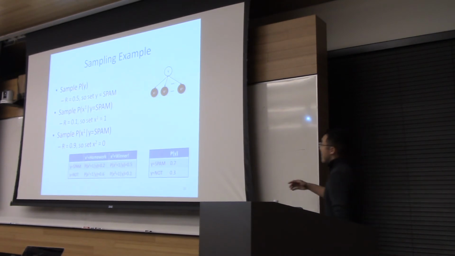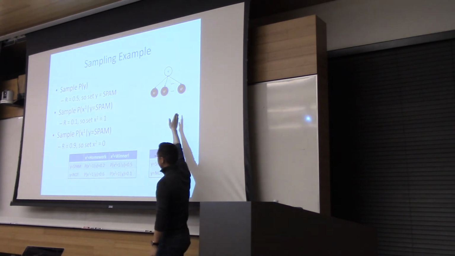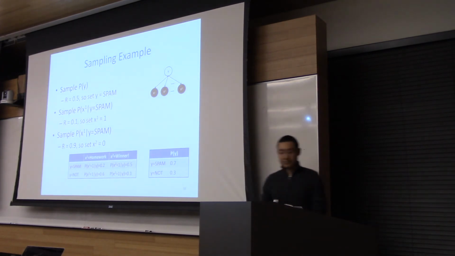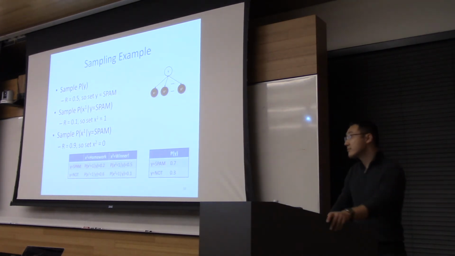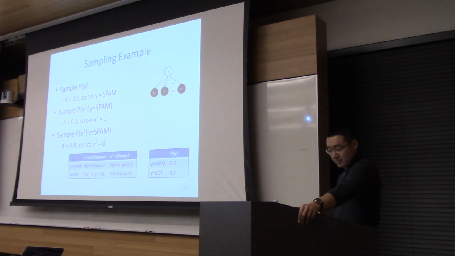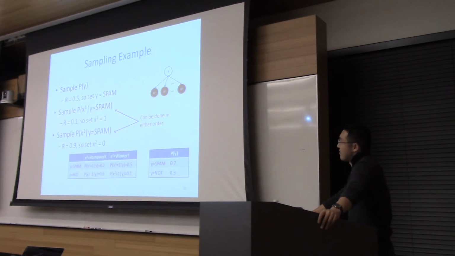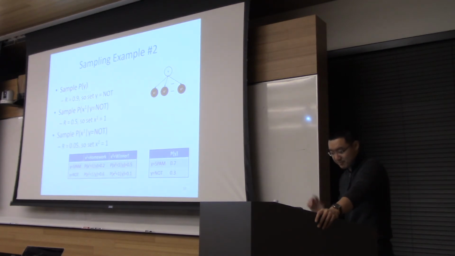And of course, if you have capital D such feature dimensions, you would just repeat this process for each of the feature dimensions. So this whole process is independent of the order in which you do the feature dimensions, because they're independent of each other. Just another example. You get a different set of random numbers, you get a different set of feature values, and a different y as well.